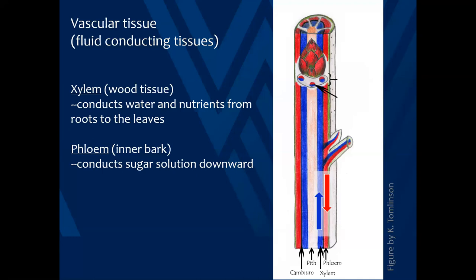So inside the tree, most of you have probably had this in a basic botany class, but there are a couple types of vascular tissue, and these are the fluid-conducting tissues. In this diagram, the blue represents the xylem, or the wood tissue, and this vascular tissue conducts water and nutrients from the roots all the way up into the stem, out to the branches, and into the very tips, into the leaves. And the phloem, depicted as the red tissue here, also called the inner bark, conducts the sugar solution downward. So two types of vascular tissue are present in these woody plants that we're studying.